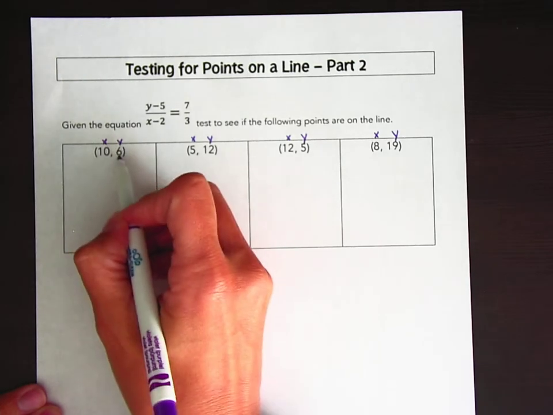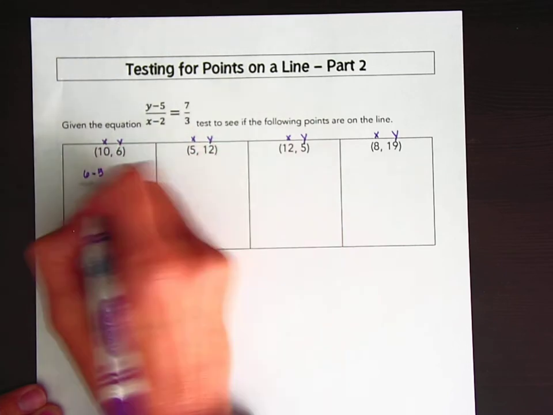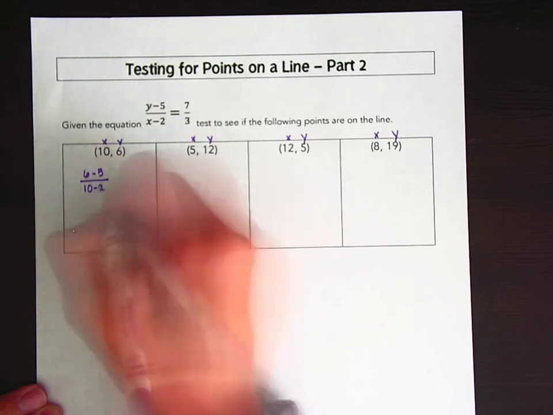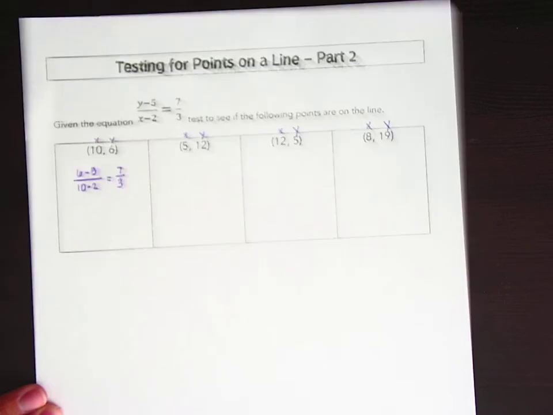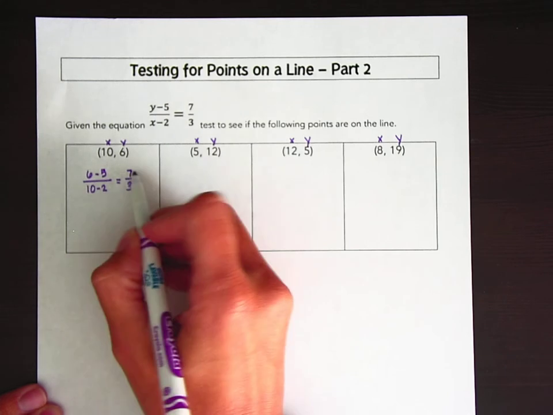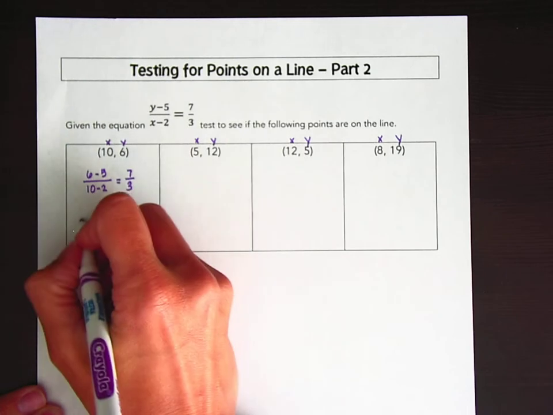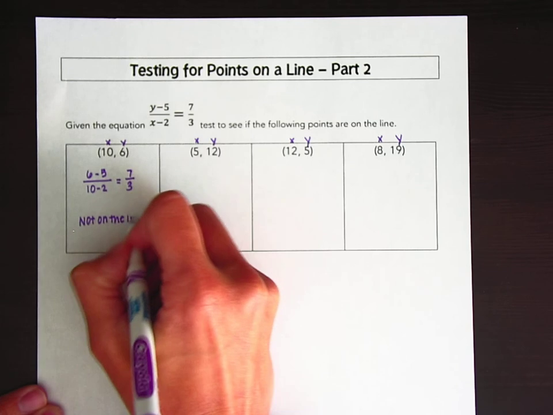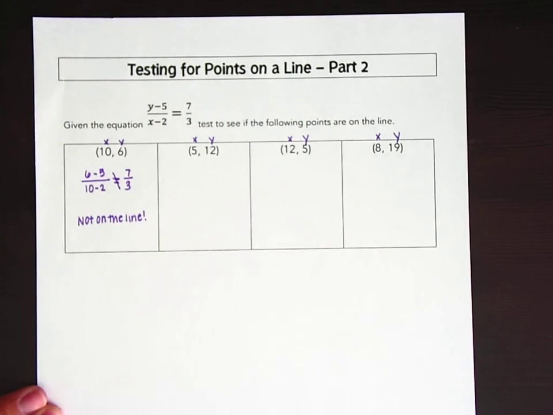We're going to take our y coordinate and substitute that in for y. So 6 minus 5, and our x coordinate, we're going to substitute that in for x, so 10 minus 2, and that should equal 7 over 3 if this point is in fact on the line. Well, 6 minus 5 is 1, and 10 minus 2 is 8, and 1/8 is not equivalent to 7/3, so we know this one is not on the line. This is not equal. Not true.